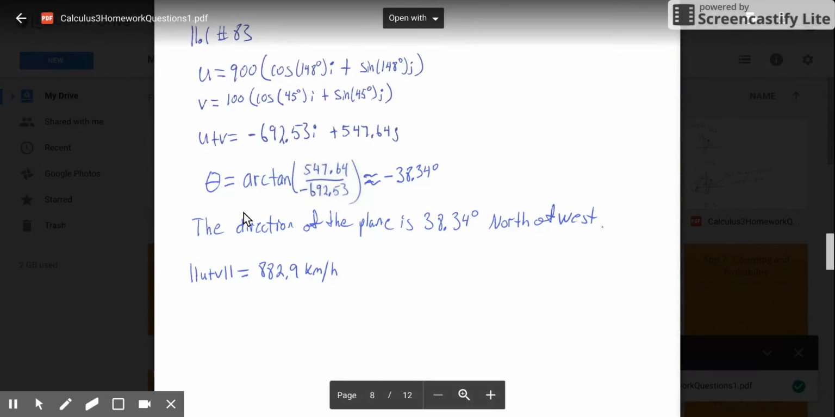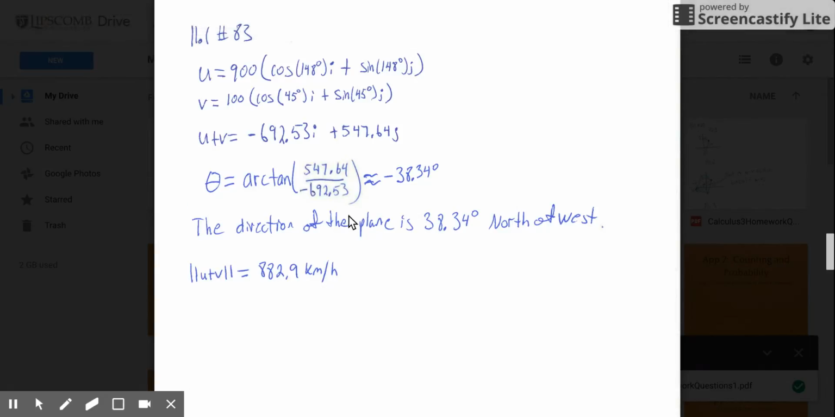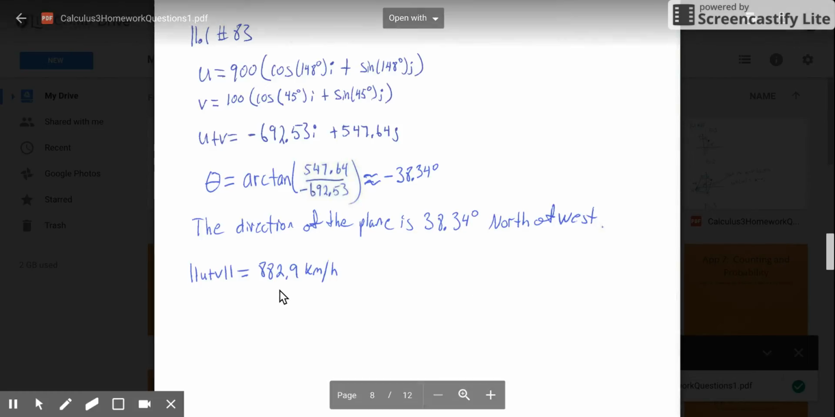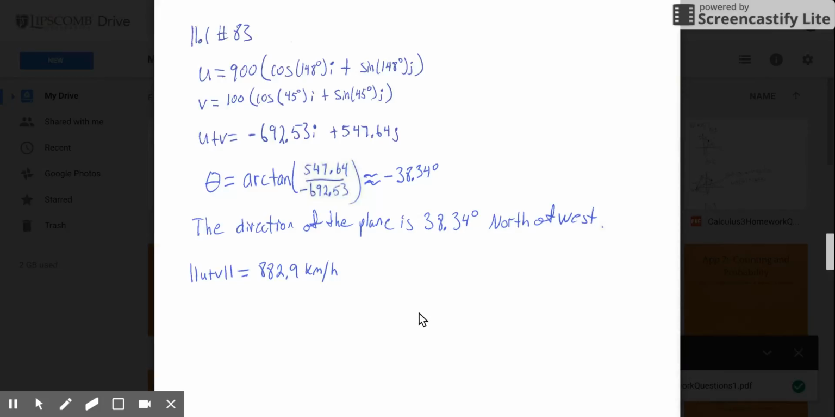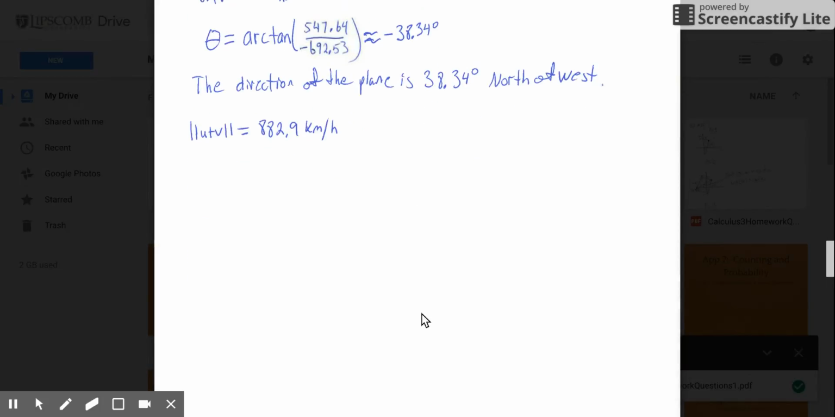Using the arc tangent to find theta. Okay, again, thinking about this as being cosine theta, sine theta, so we can think of this as being inverse tangent. You get negative 38.34 degrees. So the direction of the plane is 38.34 degrees north of west. Magnitude of u plus v is 882.9 kilometers per hour. So that's our speed of the plane.